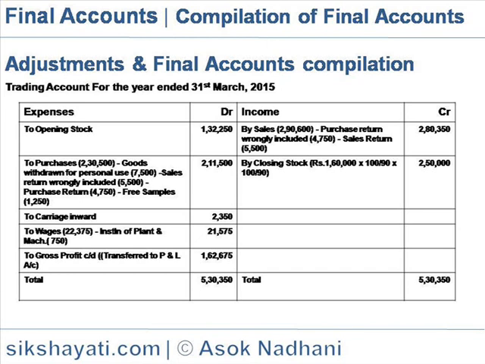Wages is 22,375, minus the installation of plant and machinery, which is capitalized and debited to the plant and machinery account. So the net wages charged to the profit and loss account is 21,575. So the difference between the credit and debit side of the trading account is 1,62,675, which is the gross profit carried to the profit and loss account.